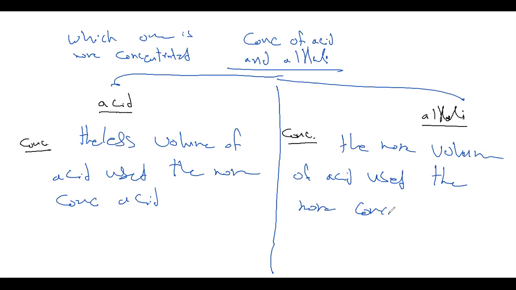Again, for example, here we have two acids, this 10 and this 20, and then we are doing titration. You will find that in case of 10 and 20, this is the more concentrated. The less volume used is the more concentrated acid, while in case of alkalis, the more volume used is the more concentrated. So we make it like that.